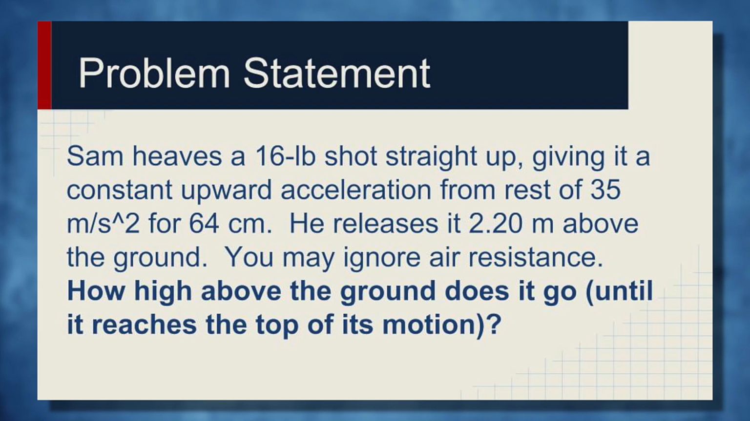The problem statement is as follows. Sam heaves a 16-pound shot straight upwards, giving it a constant upward acceleration from rest of 35 meters per second squared for 64 centimeters. He releases it 2.2 meters above the ground, and the problem tells us we can ignore air resistance. What we're concerned with here is how high above the ground does the shot go?